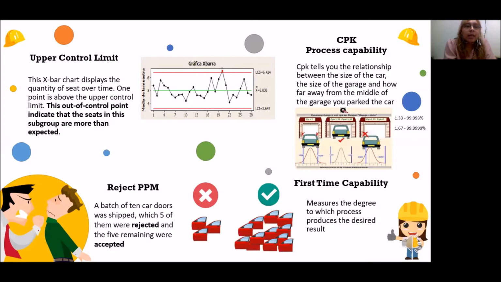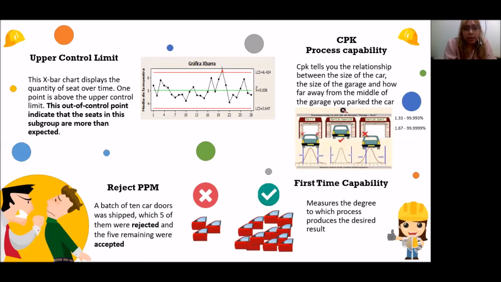In this case, I chose upper control limit. The upper control limit is a horizontal line above the center, that I use to judge whether a process is in control.